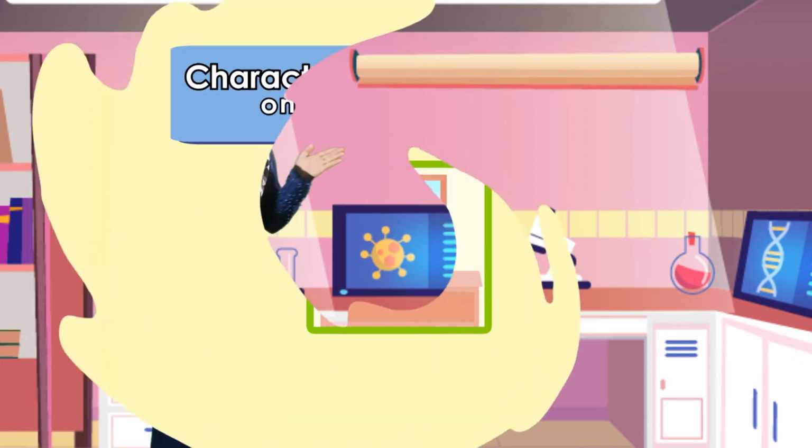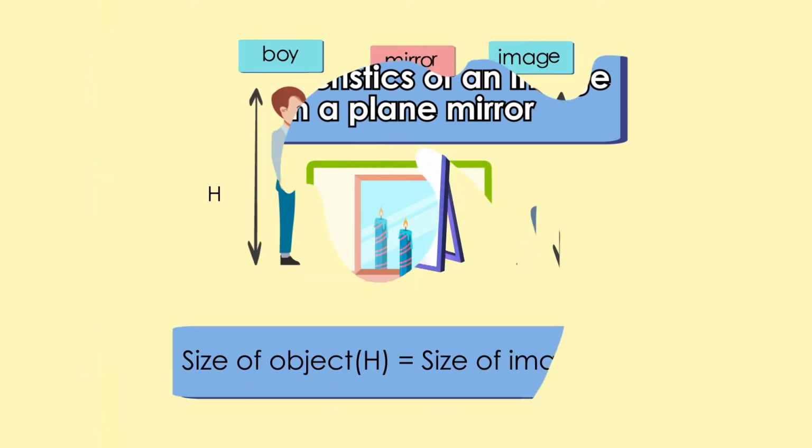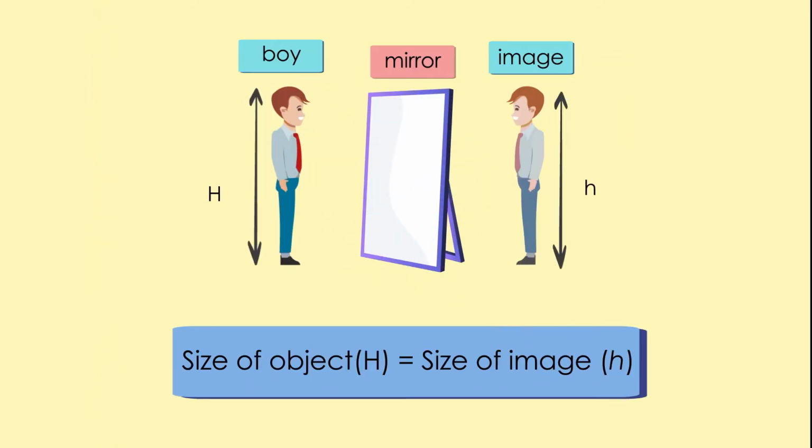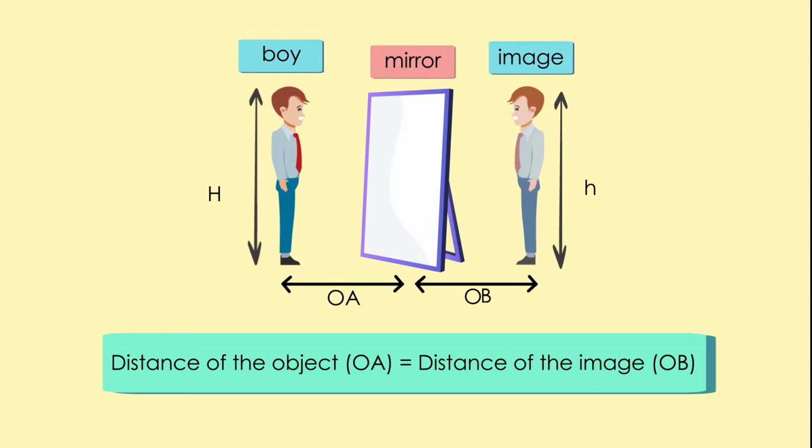First, the image formed on the plane mirror is upright. You can see that the image of the candle is upright. This is just the same as the object. Second, the size of the object is the same as the size of the image. Hence, the distance of the object is equal to the distance of the image too.